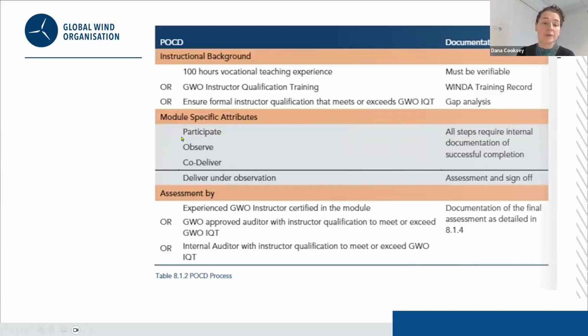And then some minor changes in the assessment. So we have specified here that if you're having them signed off by an experienced GWO instructor, they have to be certified in the module that they're signing off. And we're looking at if auditors are doing the sign-offs, that they also have an instructional background. So we've been communicating with the auditors and the auditor training to make sure that this is clear as well. And then the documentation and final assessment is the same as it previously was.